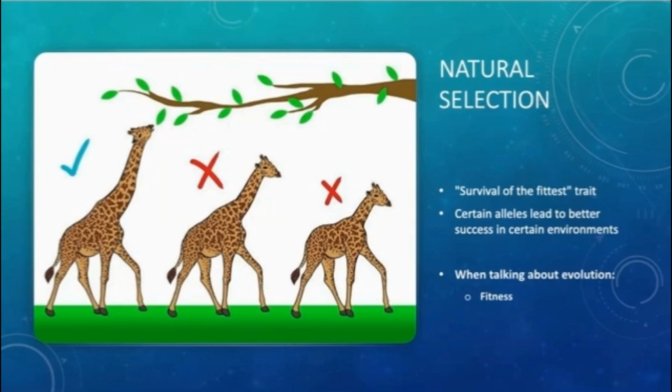When discussing evolution, we use a word called fitness. What this refers to is the measure of an organism's reproductive success relative to others in a given environment, influenced by its traits and abilities to survive, reproduce, and ultimately pass on those genes to offspring.